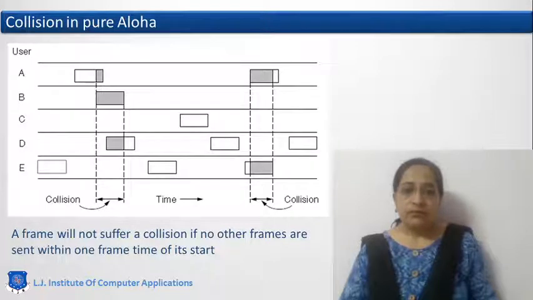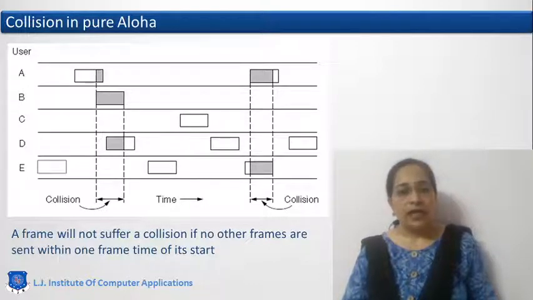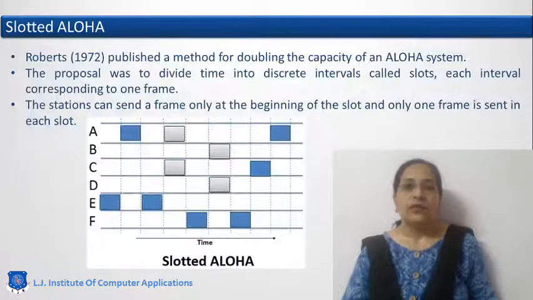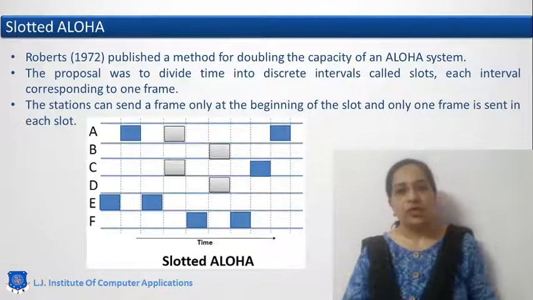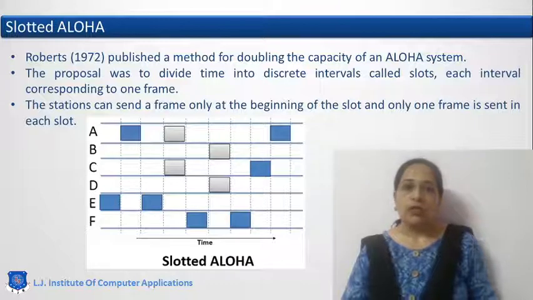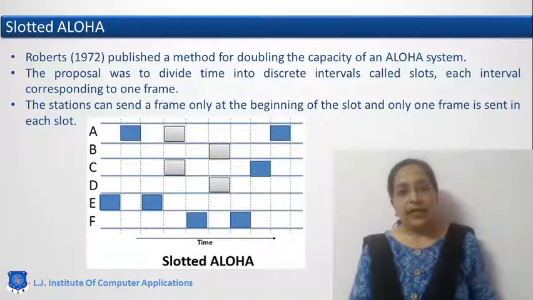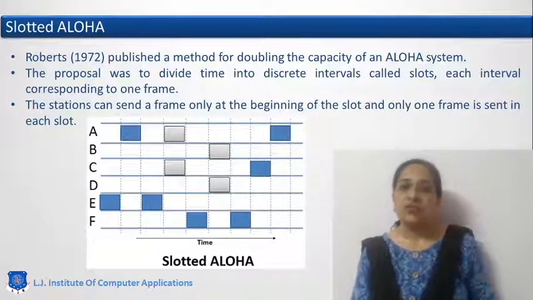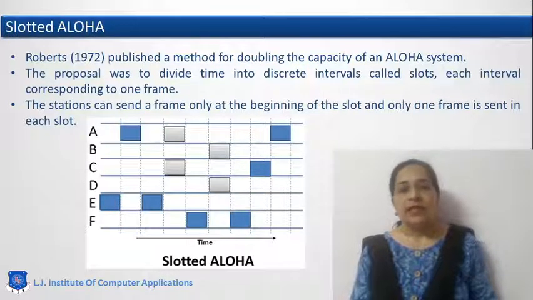Here you can see that many frames are collided, because the main thing is that stations are impatient. As soon as they have data to transmit, they immediately transmit it on the channel, so there are high chances of collision. Of course there must be some solution to increase the throughput. Throughput means the number of packets per second that are transmitted and successfully received. So whatever packets are received, that is called throughput.